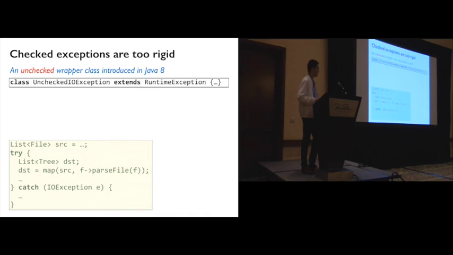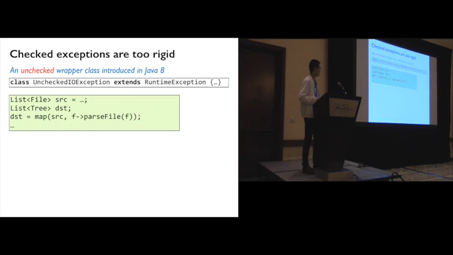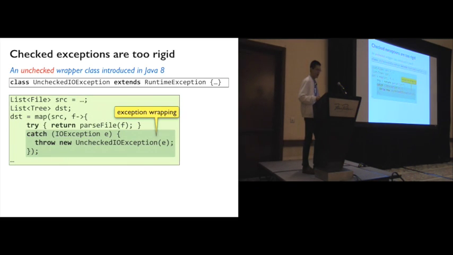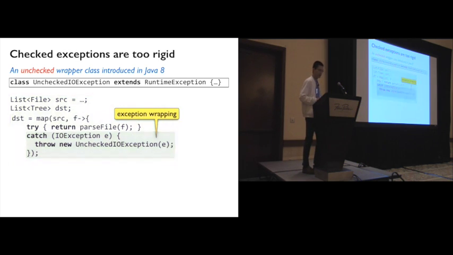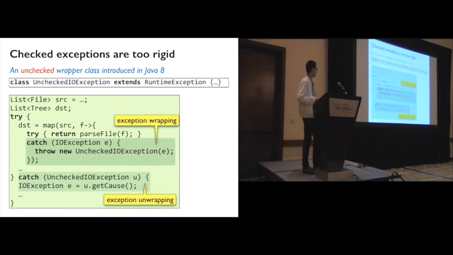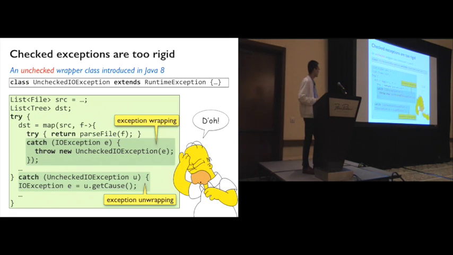To address this problem, Java 8 introduces an unchecked exception type called UncheckedIOException. And the programmer is supposed to use it in the following way. In the lambda expression, the programmer wraps an IOException into an UncheckedIOException. And in the calling code, the programmer does the unwrapping. Not only is this code verbose, it also abandons static checking, which defeats the purpose of having checked exceptions in the first place.